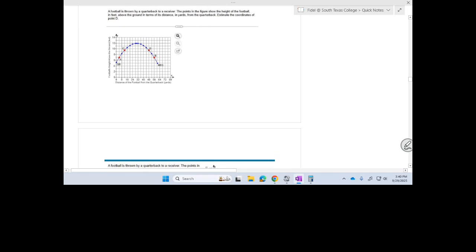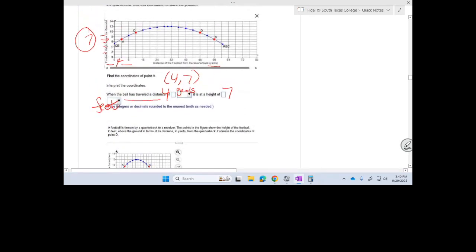Now, let's see what that means. The ball has traveled a distance of 4, and this distance here, y'all, is in yards, right? And then it's got a height of 7, and that distance is being measured in feet. Okay, and that's all we're trying to do for that first problem, is just figure out what the coordinates mean. Okay.